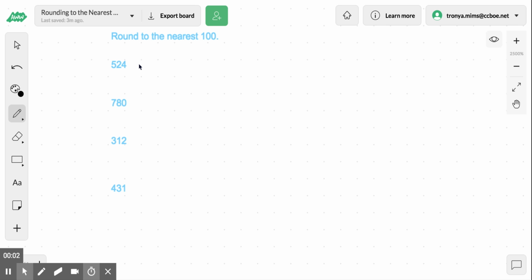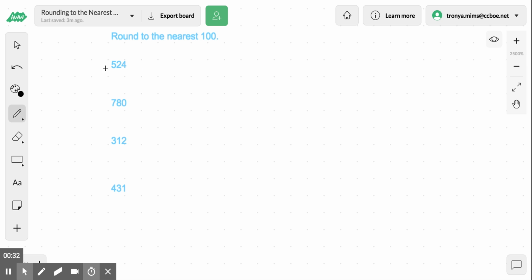We're going to review rounding to the nearest 100. Okay, so just to review the steps. Remember, we can use our chant, or we can draw a number line to see which 100 each number is close to. But in these examples, I am going to use our little chant to show you the steps on how to round to the nearest 100.